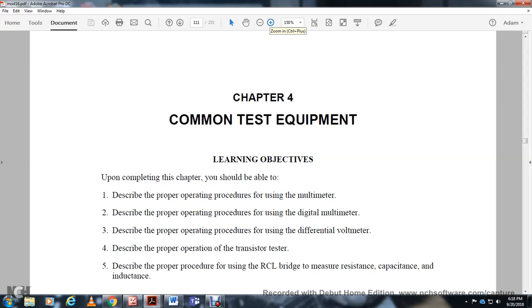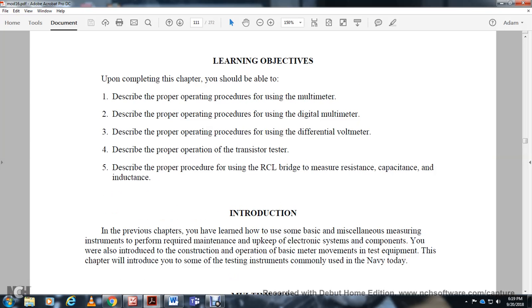Alright, Chapter 4, Common Test Equipment. Upon completion of this chapter, you should be able to describe the proper operating procedure of the multimeter, the digital multimeter, the differential voltmeter, the transistor tester, and the resistor-capacitor, or RC, indicator bridge, and measure resistance, capacitance, and inductance. Introduction.